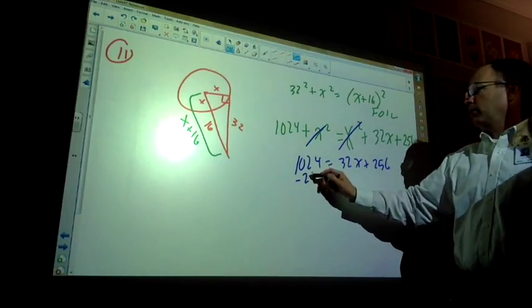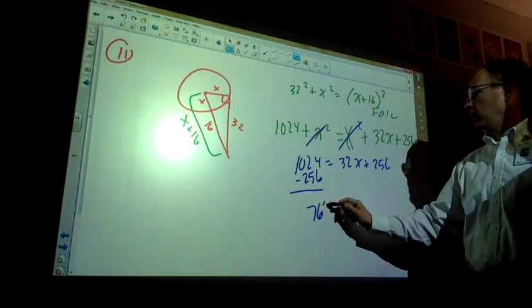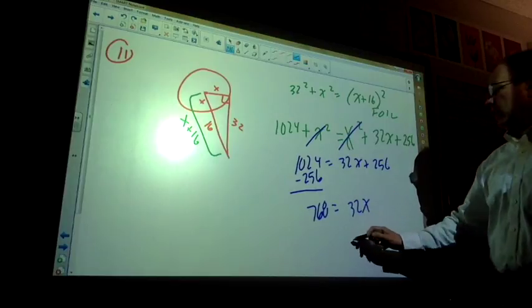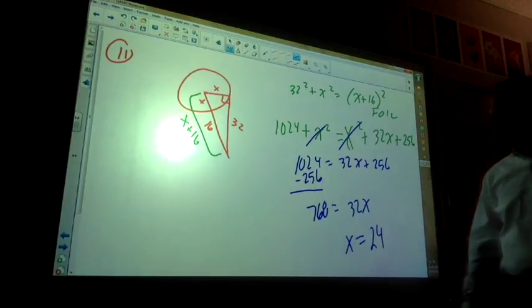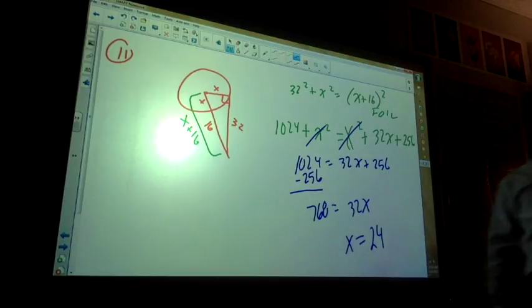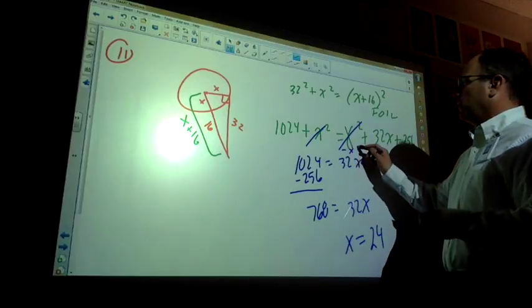Subtract 256 from both sides. You get 768. And then divide by 32. 24. Cool. What makes the x squared cancel? Because you had it on both sides, so if you just subtract x squared from both sides.